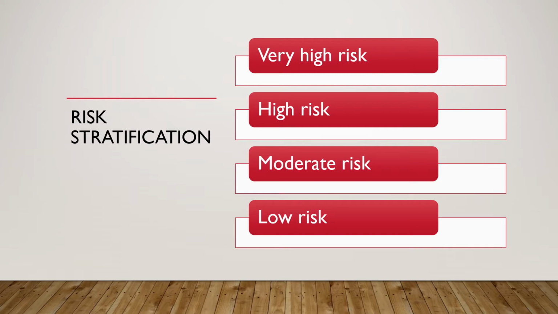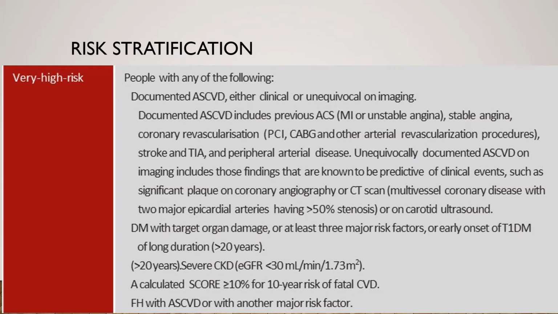diseases. It's categorized into four strata: very high risk, high risk, moderate, and low risk. The patients with very high risk are those with documented atherosclerotic cardiovascular disease. Documented includes previous ACS, MI, or unstable angina, patients with stable angina already diagnosed, patients with previous coronary revascularization who received PCI or CABG, patients with stroke or transient ischemic attack, and patients with peripheral arterial disease. All these patients are considered to be very high risk.